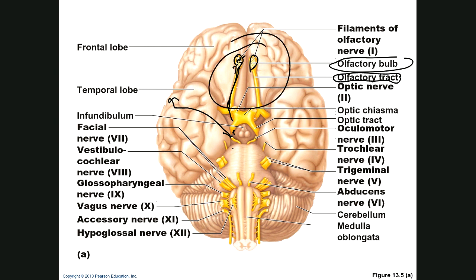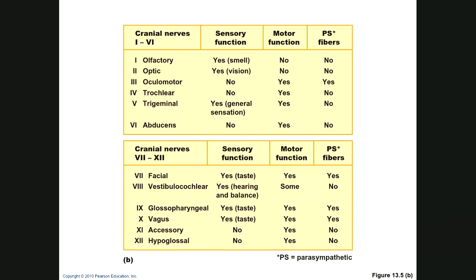Olfactory nerve is a sensory nerve. So olfactory, sensory only, no motor function. So that is cranial nerve number 1. Cranial nerve number 2 is the optic nerve. And like the name implies, this is going to be a nerve that's going to be coming from the eyes. And it's going to be taking visual information from the retina of the eye towards the visual cortex of the cerebrum in the occipital lobe.